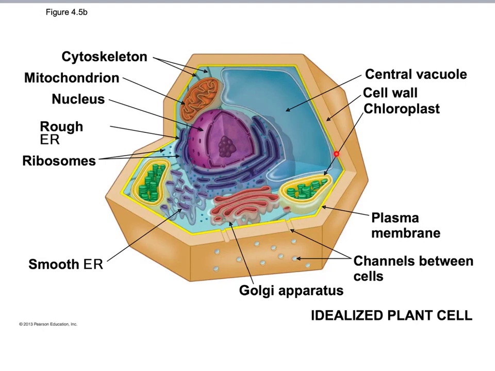Remember now, the plant cell, though, is unique in that it has a cell wall, chloroplasts, and central vacuole. Animal cells are lacking these, but they have lysosomes and centrioles.